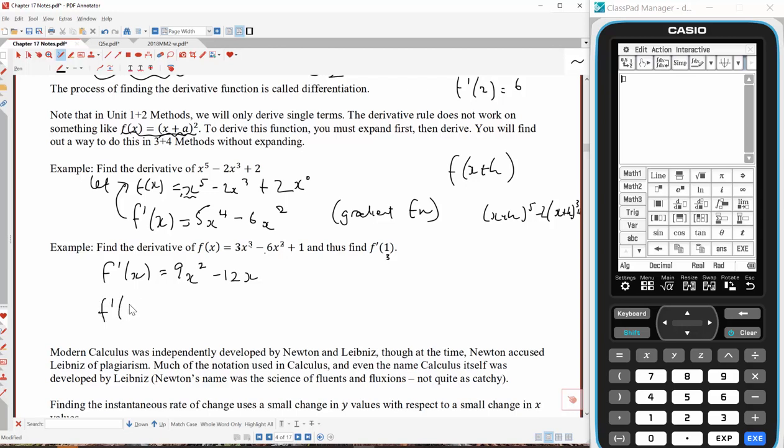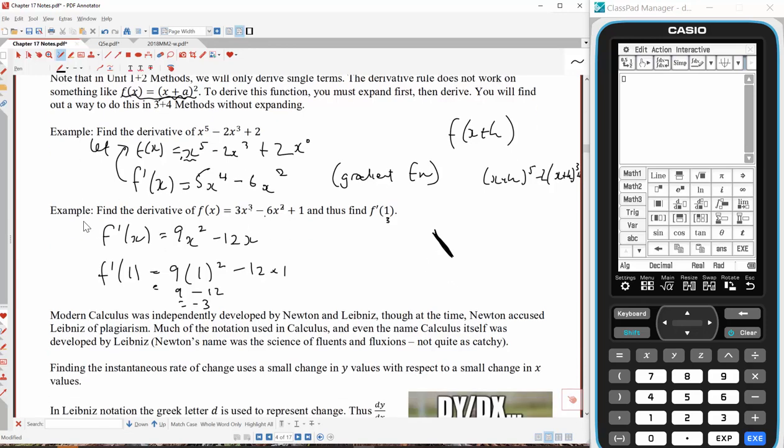Then we're going to do f dash 1. That means basically bang x equals 1 into the derivative function. That's 9, 1 squared, take away 12 times 1. That's going to be 9 take away 12 equals negative 3. So the gradient of the tangent at this particular point on the function at x equals 1 is negative 3. And again, that tells us that at that point the function is going, as x increases, the y values are going down.